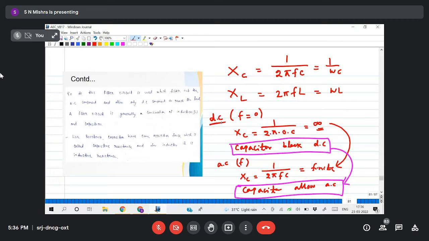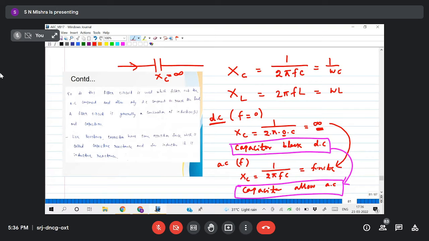DC means frequency 0. Okay. Yes, XC, sir. The formula we know is 1 by 2 pi FC. So I am replacing F with 0, so it is giving you infinite. That means if I pass a DC signal, suppose this is a capacitor, it offers XC as infinite.